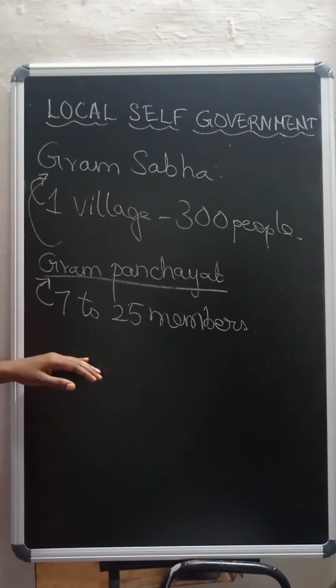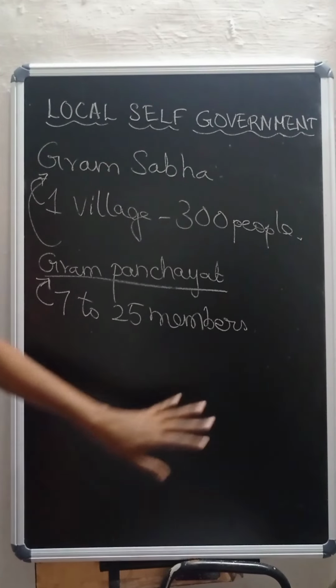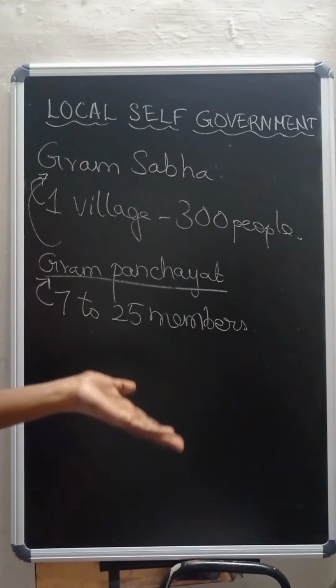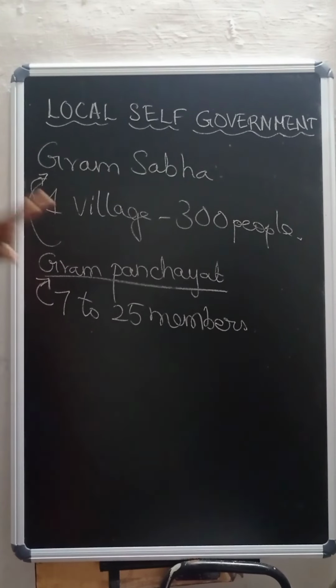Now suppose the government feels that the people are voting for and electing only members who do not belong to the scheduled tribe or scheduled caste. Then the government itself will elect 2 members for the Gram Panchayat from the scheduled caste or scheduled tribes, or women members.